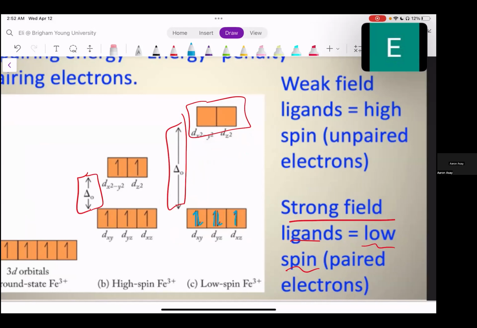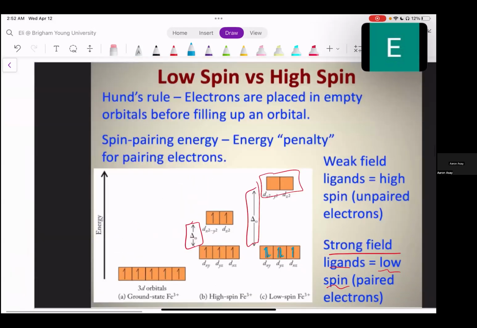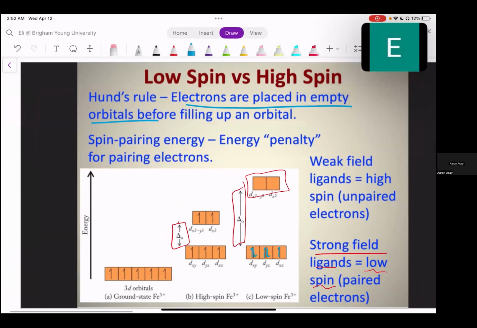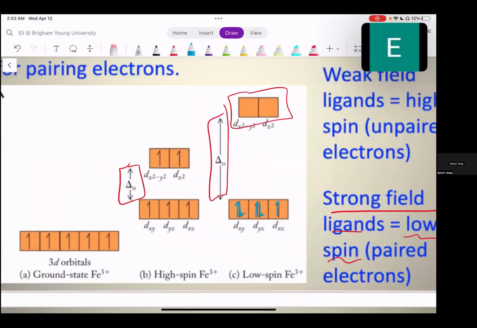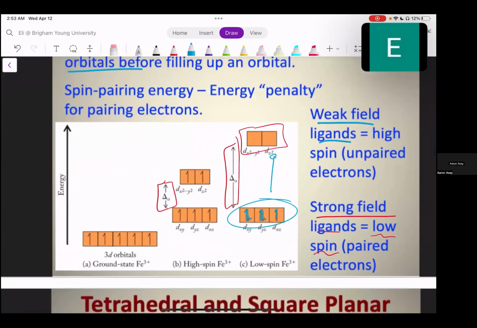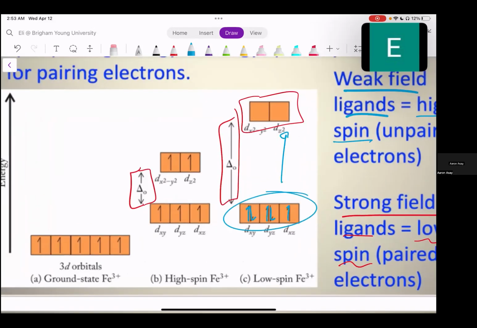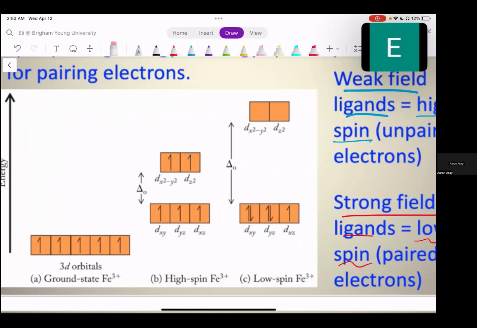Even though, just like Hund's rule says, electrons are normally placed in separate orbitals before filling up different ones, it's actually more favorable for them to come back down here and fill in this first row before going all the way up. However, if we're binding to weak ligands, again, just reemphasizing this, also known as high spin, they are going to remain unpaired and not have to overcome a ton of energy in order to be in their own orbital.